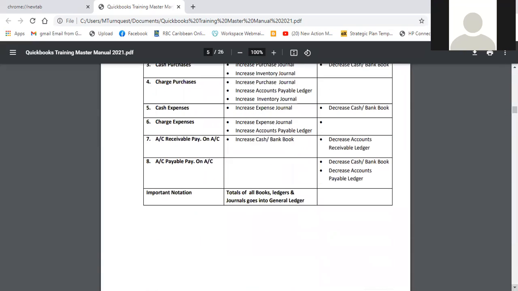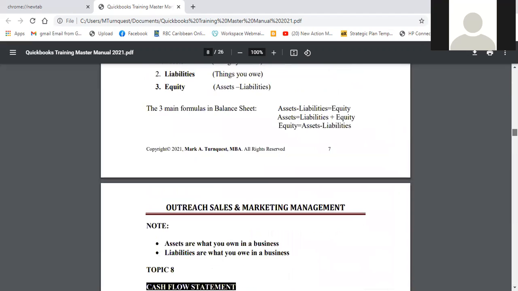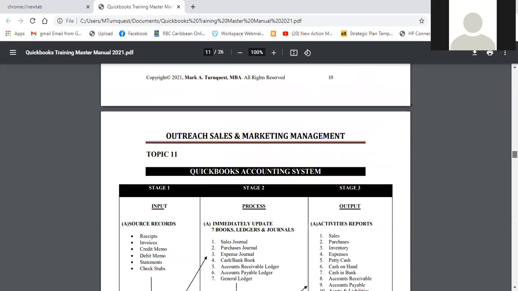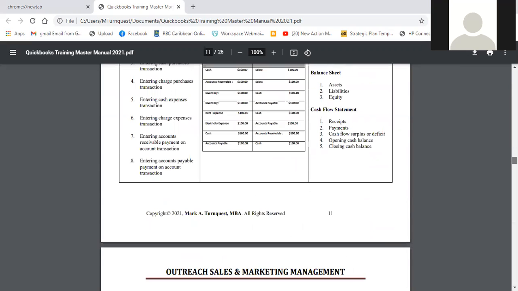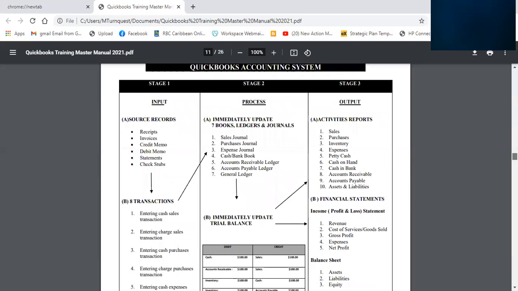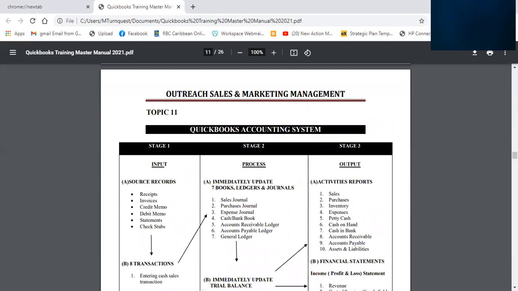Okay. Your next homework will be on page 11. Page 11? Yeah. And that's topic 11. This is what I did over the years: I redraw what QuickBooks is all about, this whole system.